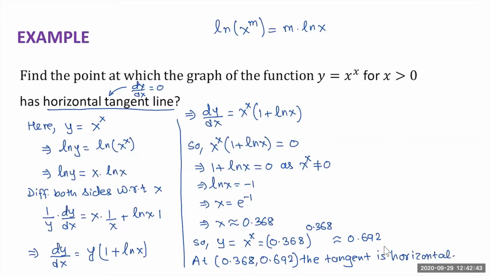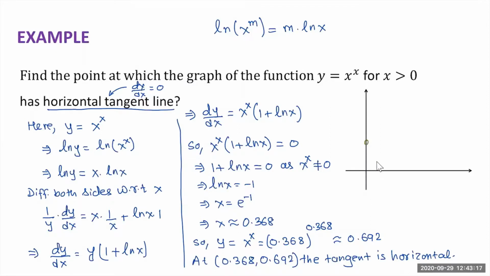If you want to sketch the graph of this function, y equal to x to the x, let me show you here. Graph of x to the x for positive x value. If you sketch the graph, your graph will look like this. It is not defined at 0, because if you plug in 0, it will be 0 raised to 0. That's why it is not defined at 0. So we are looking for x greater than 0.